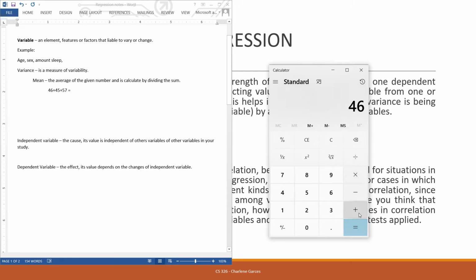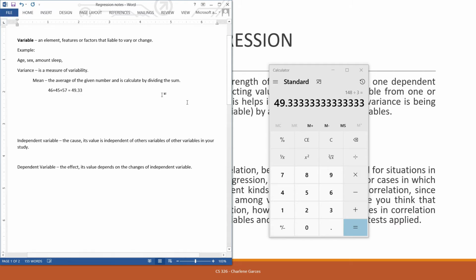46 plus 45 plus 57, the sum divided by how many is the given numbers. So we have divided by 3. So we have 49.33. So this is the mean.